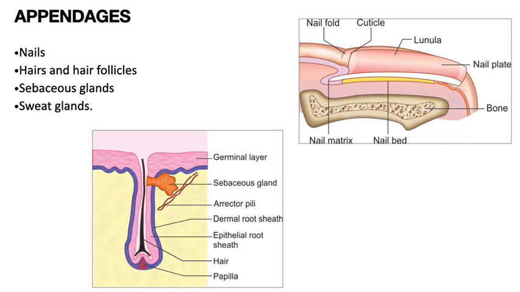Skin, we say, and its appendages. What are appendages? So the nail, hair, sweat glands, sebaceous glands, these are the appendages. ये दिख रहा है आपको diagram में, ये nail है. This is to show you the hair and the hair follicle. Here there is a sebaceous gland, sweat gland is not shown here.